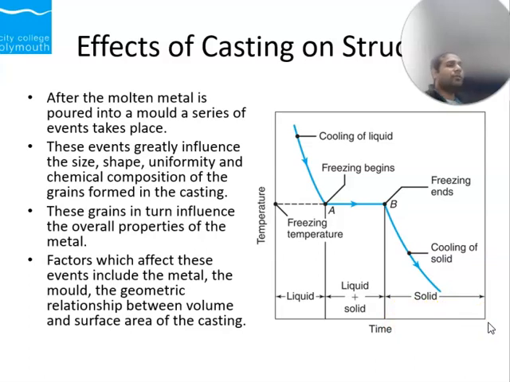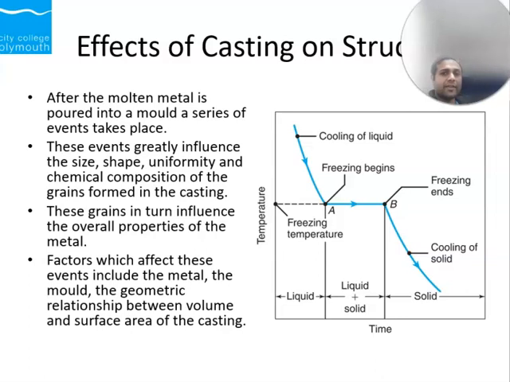Now, how do we find what factors affect these cooling rates? The factors that affect the cooling rate are the shape, the size, and the geometry of the mold. It also depends on the temperature of the molten metal. It also depends on the surface area of the casting. If the surface area is big, the cooling rate is much faster.